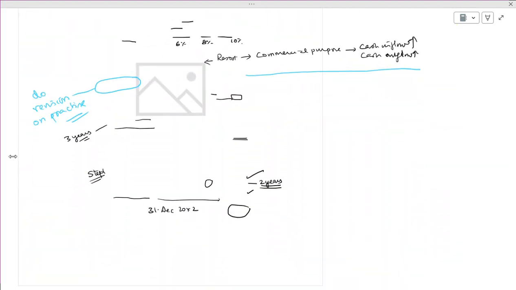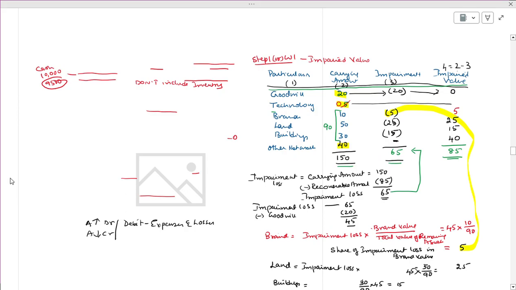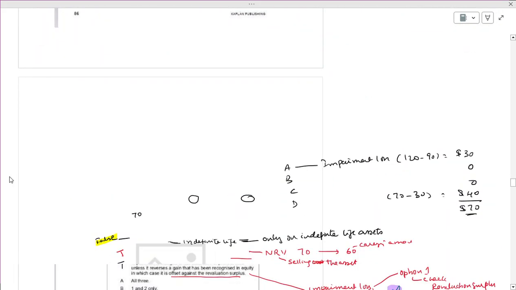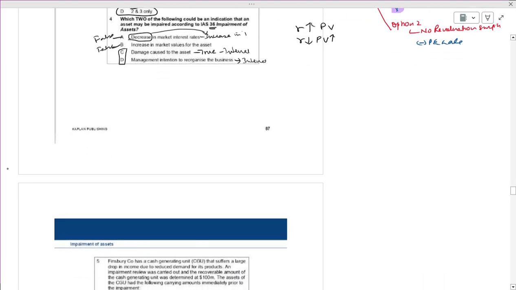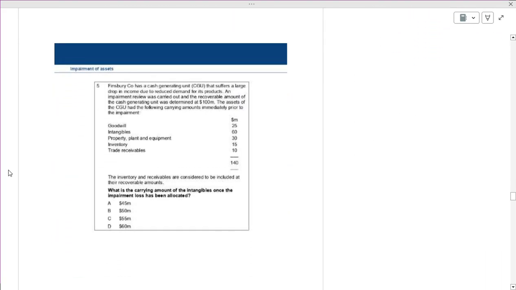Go to the question. Damage caused to the asset is an internal source. Is it right? It is internal. And management's intention to reorganize is internal. The answer is C and D. Anything you have, you refer to the things, what the internal sources are and what the next ones are. Come back to this. Hussein, I am here to help you.